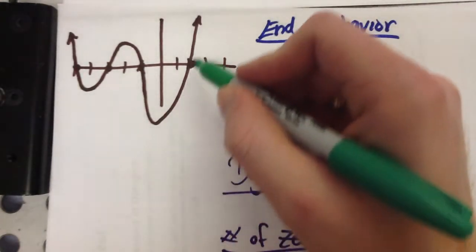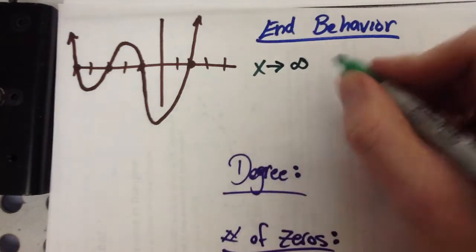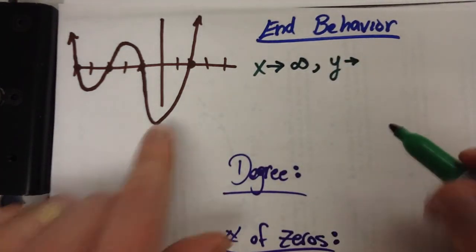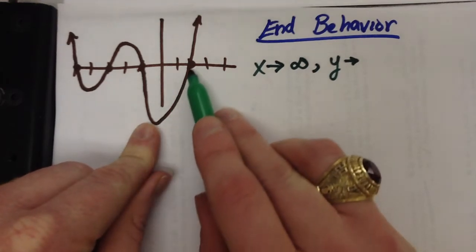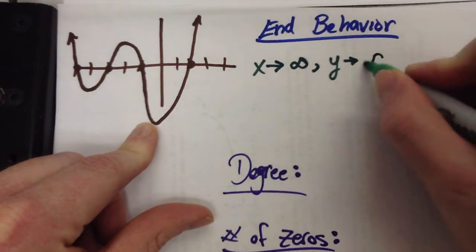The way you start, as x approaches infinity, in other words, as we move to the right, what does y do? Well, what do you think? As we're heading to the right, where am I going? I'm going up. So up in terms of y means infinity.